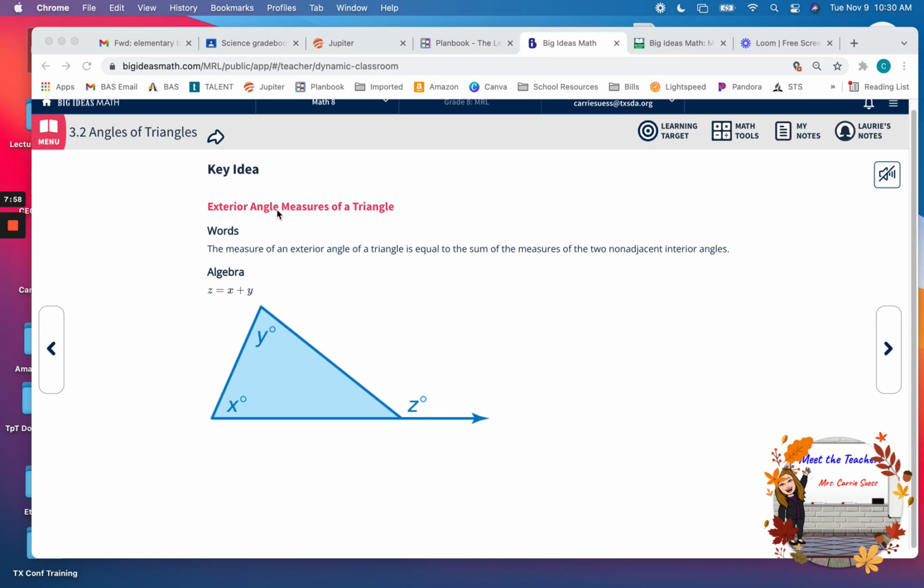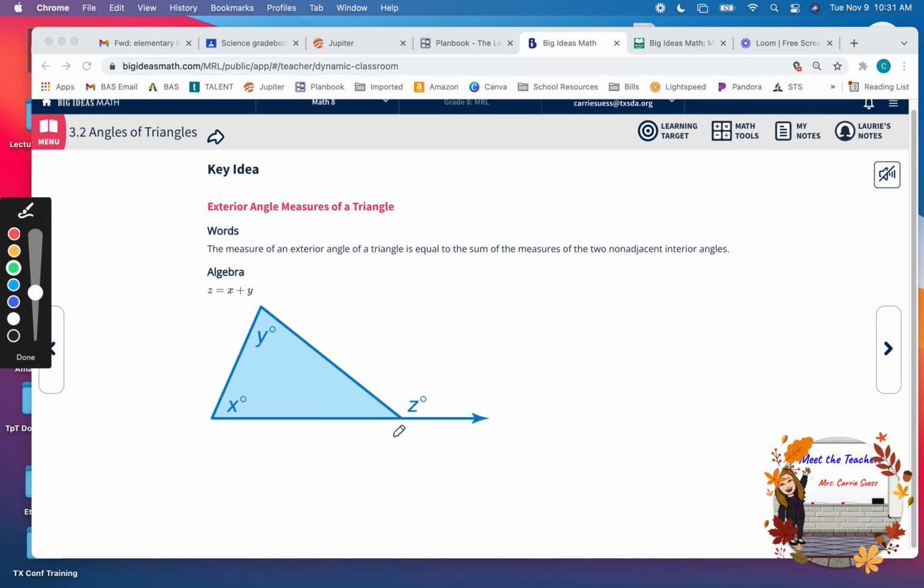Okay, so for exterior angle measures of a triangle, the measure of one of the exterior angles is equal to the sum of the two non-adjacent interior angles. For example, exterior angle Z would be adjacent to whatever this angle is right here. If I were to find the measure of this, what would it be? 180. Very good, because it's on a straight line. To find the measure of Z without knowing this measure, you're going to add up Y and X. And that will equal Z.